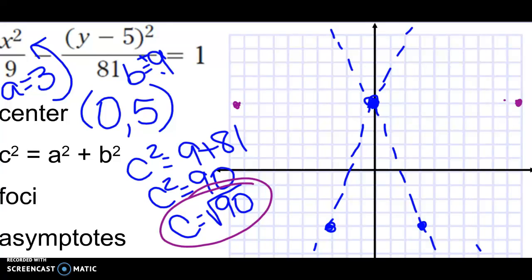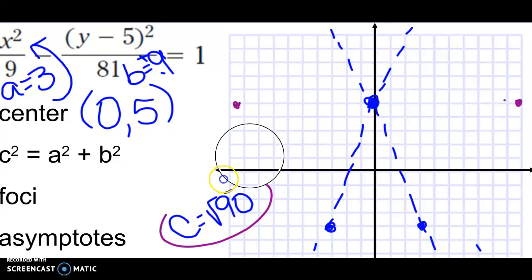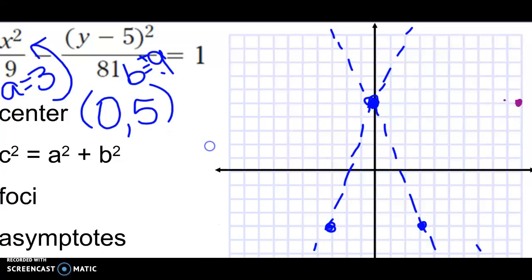All right, we drew our asymptotes. Now let's go and find our vertices. So I just erased my asymptote here. Hold on. Should be right about there. All right, I got to stop here. I'm running out of time.